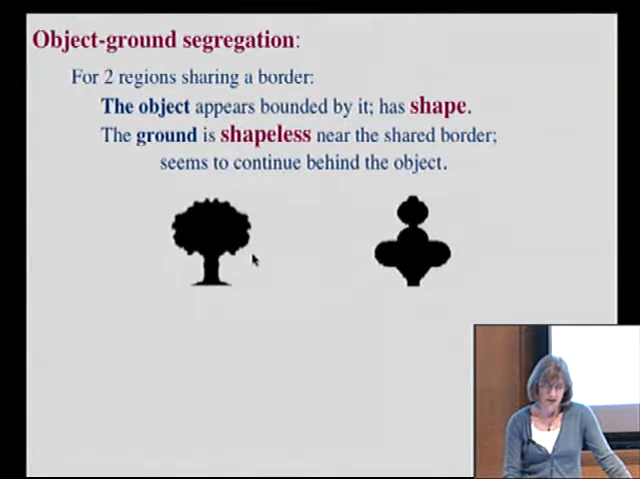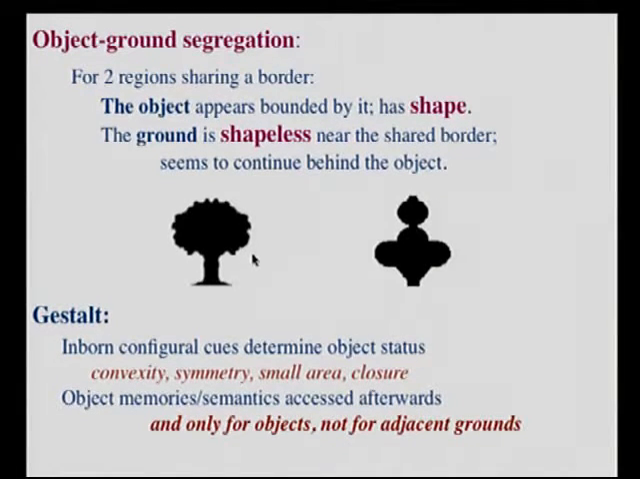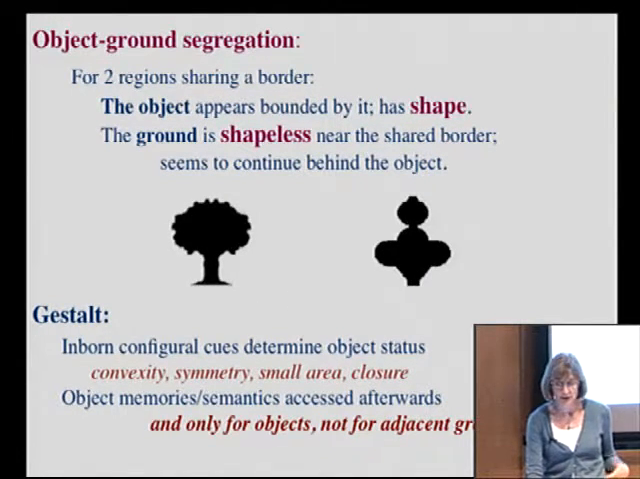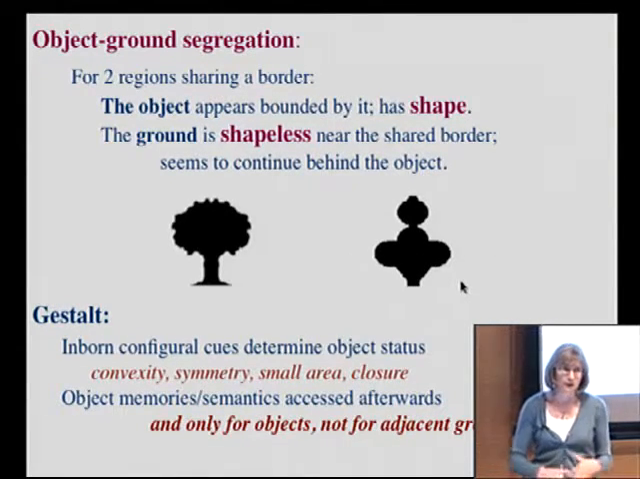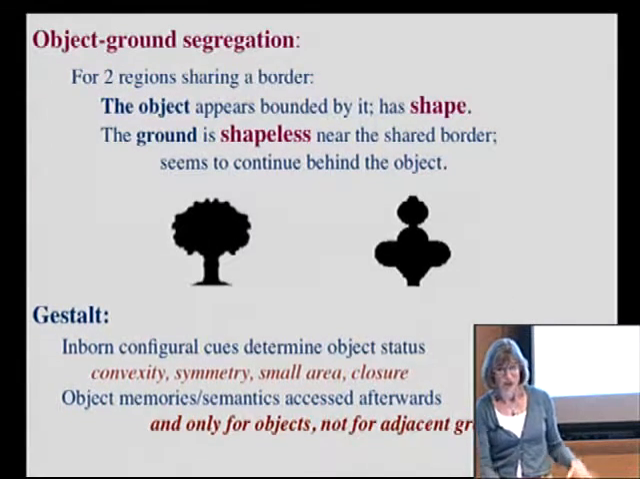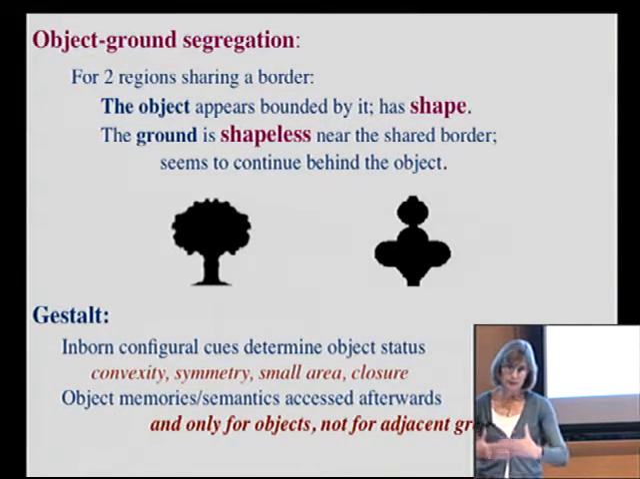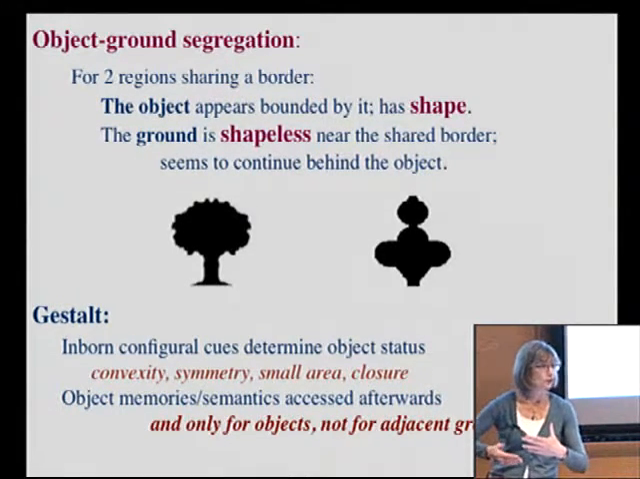The other region, the white region in this case, appears shapeless near the border and just appears to go behind the object. And so the Gestalt psychologists said, this happens first, and this process happens the same way for both of these objects, the tree that you recognize immediately, and this novel shape that I created that maybe you'll say looks a little bit like a top, but it's a novel shape that you haven't seen before. And the Gestalt psychologists said, first we have, as humans, inborn cues that operate to tell us where objects are in our world.